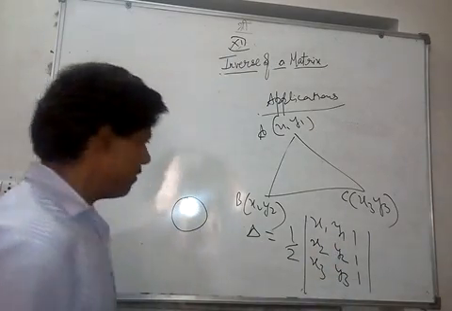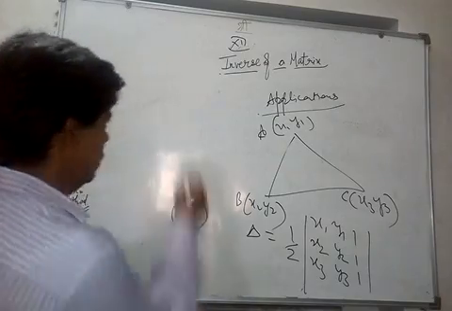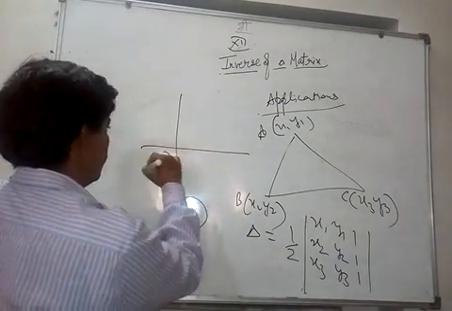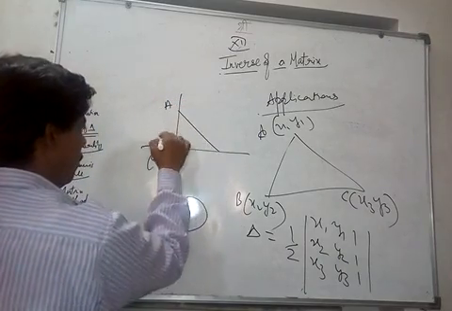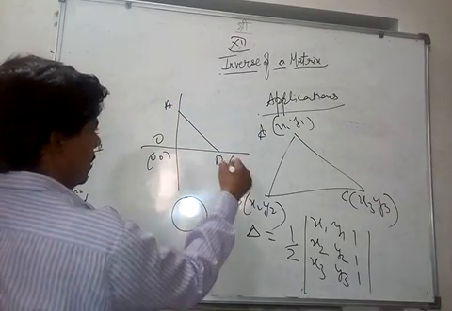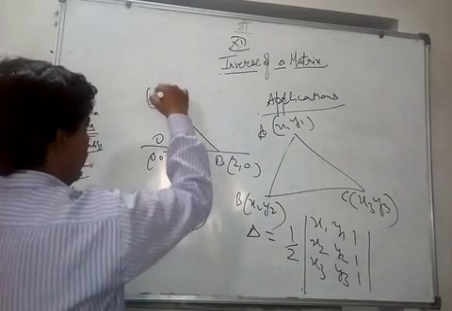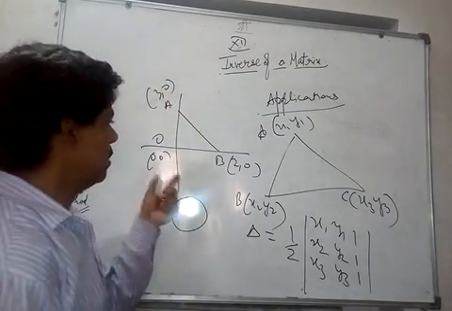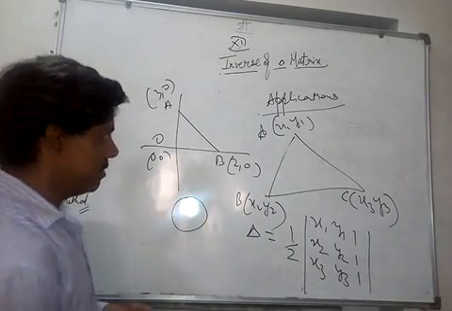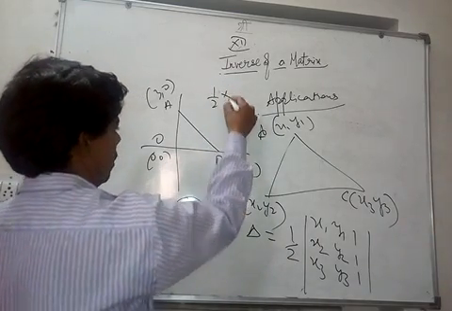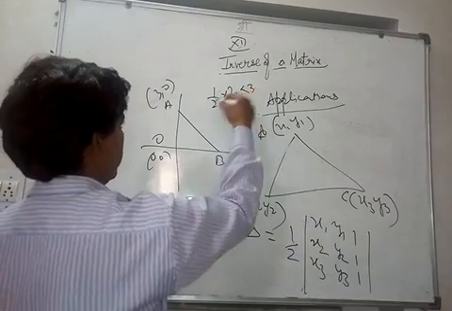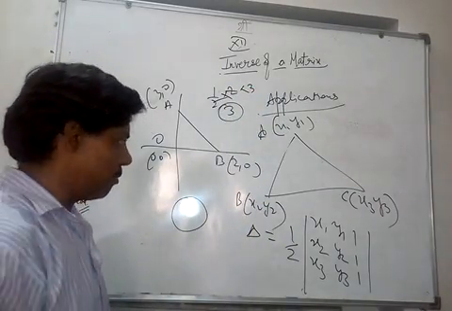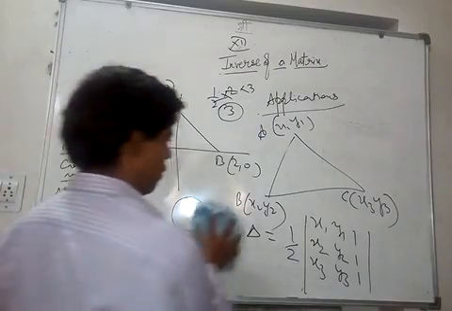So this is the area of a triangle. Let's verify with this formula. Let's take a simple case: O at 0, 0, A at 2, 0, and B at 3, 0. We know the area of this triangle is half base into height, so the area is half into 2 into 3, that is 3 square units. Now let's apply this formula.